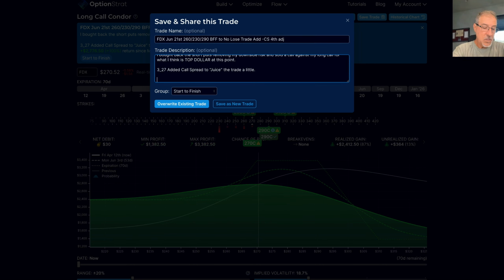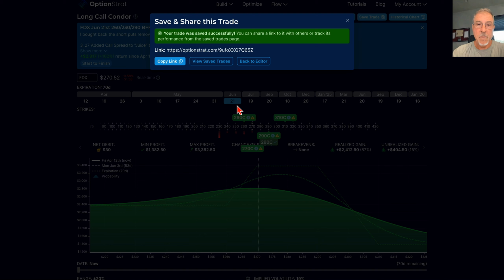And here we are. The date today is the 12th. Added fourth adjustment. And again, I will save this as a new trade, and I'll copy that link. I'll share that link for everyone to pull this into your account in OptionStrat and take a look at it and see how things play out here.